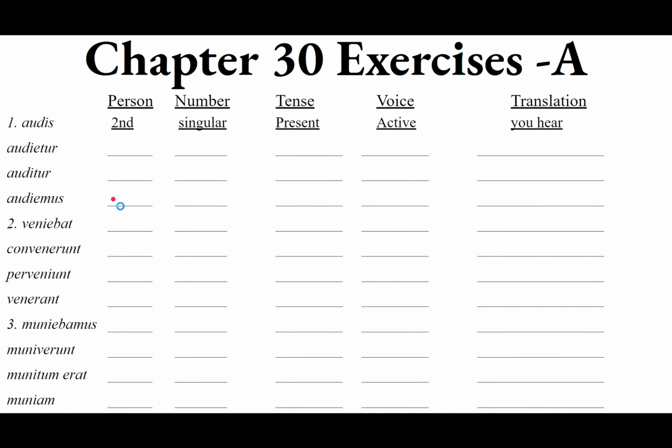Audiemus, first person and plural. Future, present stem is audi. You take the O off the first principal part, and then add amus. The future active endings are am, es, et, emus, etis, and ent. So audiemus. So first person plural, that means it's going to be we. Future, will, and the voice is active. So we will do the action. We will hear. We will listen to. And it takes an accusative direct object. It's a transitive verb.